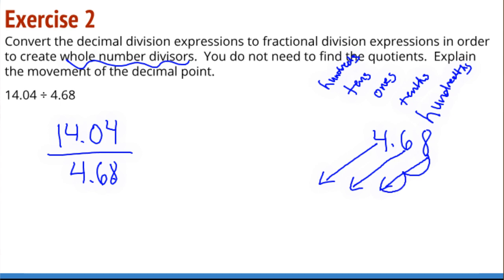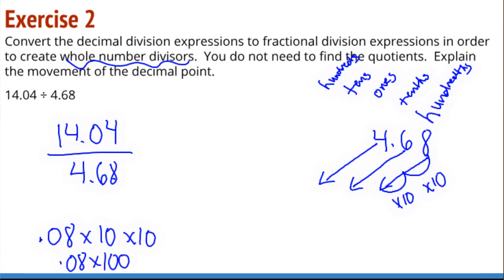And in our base 10 system, every time we move a place value position, we've multiplied by 10. So to get from the hundredths to the tenths, I will multiply by 10. And to get from the tenths to the ones, I will multiply times 10. So the 8/100ths is multiplied by 10 and then multiplied by 10 again, or the 8/100ths is multiplied times 100.